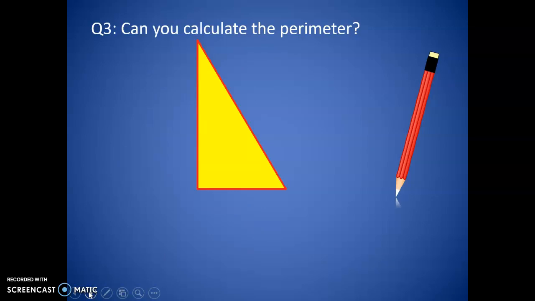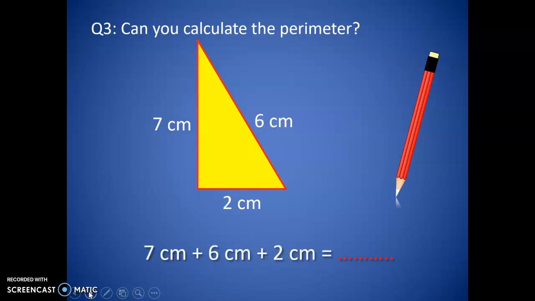Here's another shape. Oh, a triangle this time. Can you calculate the perimeter? 7, 6 and 2. Just like we did with the others. Pause the video and add up the numbers to see if you can decide what the perimeter of the shape is. Remember, we're going all the way around the shape. 7 add 6 add 2.